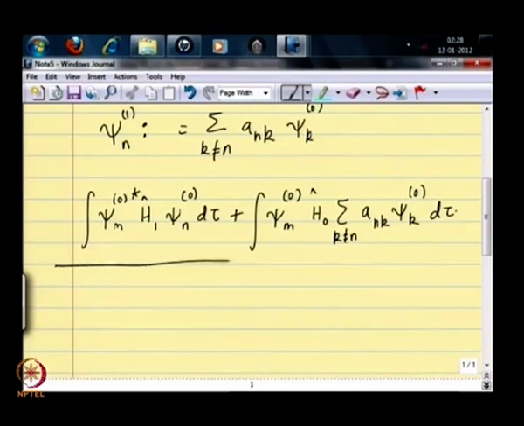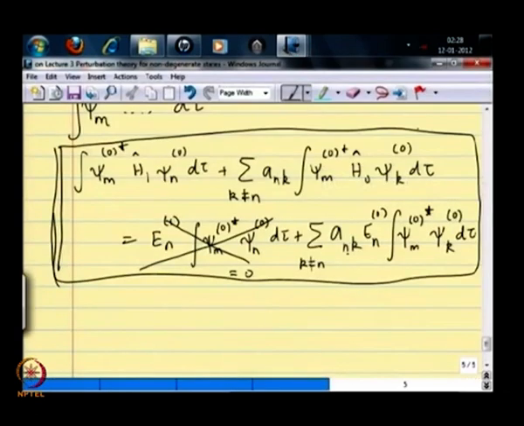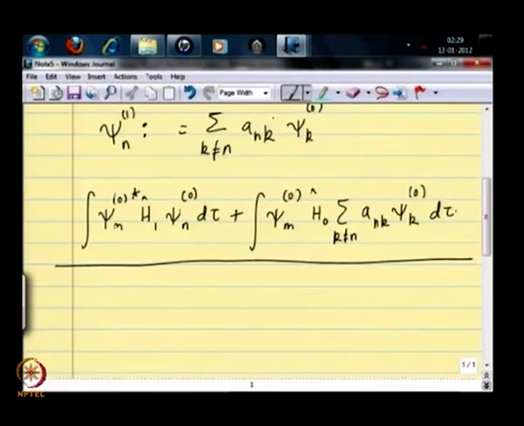Okay. This was the left hand side. Let us check that that is what we have. Psi m0 star H1 psi n0 d tau plus sum over k not equal to n a_nk psi m0 star H0 psi k0. Yes, that is what we have on the left hand side. Now, it is easy to look at this, before we simplify this, on the right hand side also. Let us do this right away here.